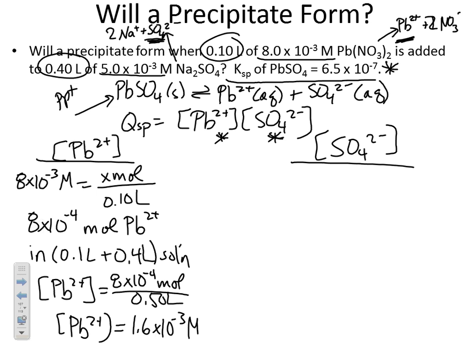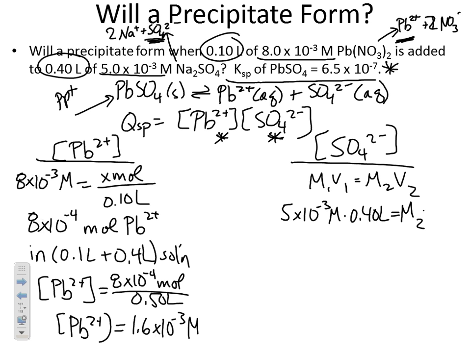But if you've been paying attention, you'll notice that we are actually diluting both of these concentrations. So I could also use M1V1 equals M2V2, and that's what I'm going to use for the sulfate. You can use either. So the initial concentration of the sulfate is 5 times 10 to the minus third molar, and I initially had 0.4 liters of it. I'm looking for the new molarity, and I know that the new volume is going to be 0.5 liters. So the new molarity, simply solving for the sulfate, is 4 times 10 to the minus third molar. So this is my sulfate concentration.